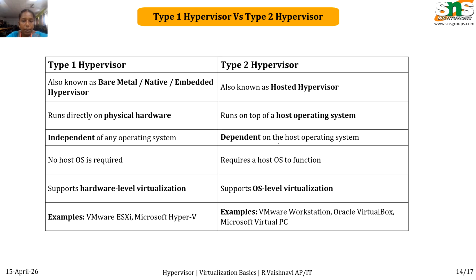The comparison of the type 1 hypervisor versus the type 2 hypervisor. Type 1 is also known as the bare metal, native, embedded hypervisor. Type 2 is also known as a hosted hypervisor. It runs on the physical hardware. Here it runs on the host operating system. Type 1 is independent of any operating system and type 2 is dependent on the host operating system. No host OS is required. Here the host OS is required to function. Here it supports hardware level virtualization and here it supports OS level virtualization. The example will be VMware and Microsoft Hyper-V. The example will be Oracle VirtualBox, etc.